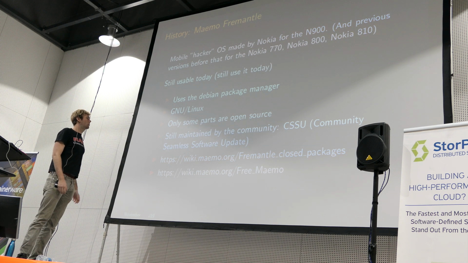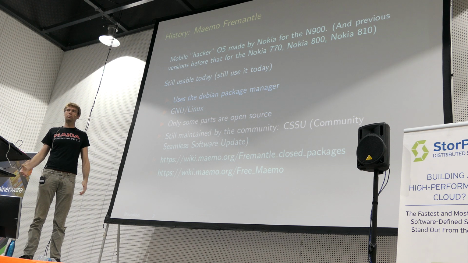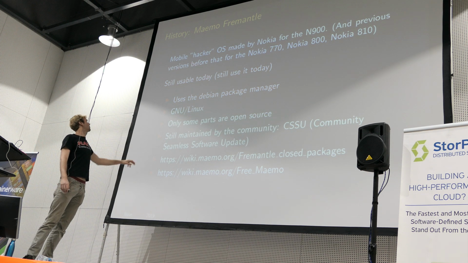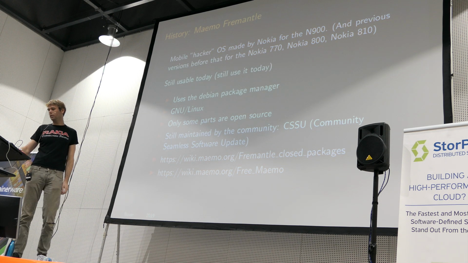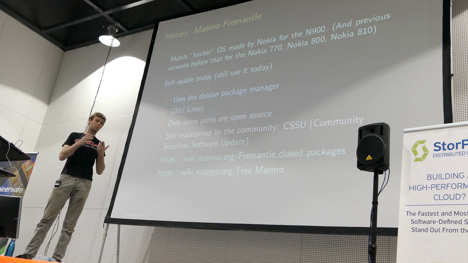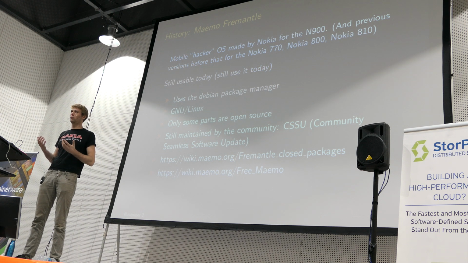It's still maintained kind of by the community, so there's still security updates sometimes, and they're still working on opening up more software. And there's some links about the openness of Maemo Fremantle. So Fremantle is the code name for Maemo 5, and it's the name of a wind, and Maemo 4 and 3 were also called some kind of wind, so we picked Leste, which is also a wind.